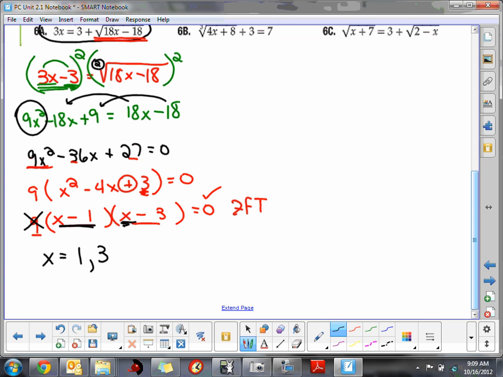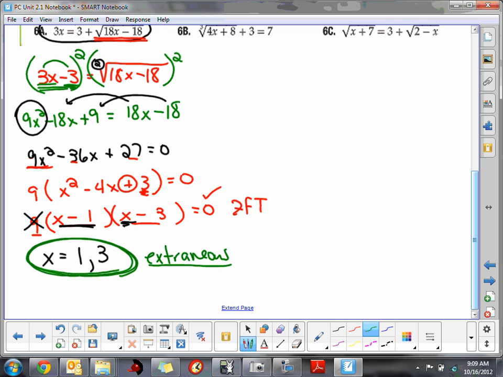So it appears that we have 2 answers to this radical equation, 1 and 3. Final thing that they have in their review on these radical equations, you have to really make sure that you check these answers. You have to be really disciplined at doing that, because if you don't, you could have an extraneous solution. So here's the big word, extraneous.